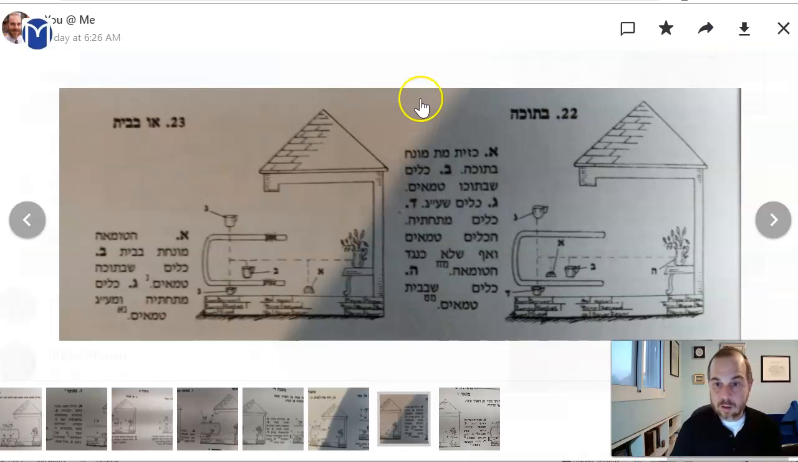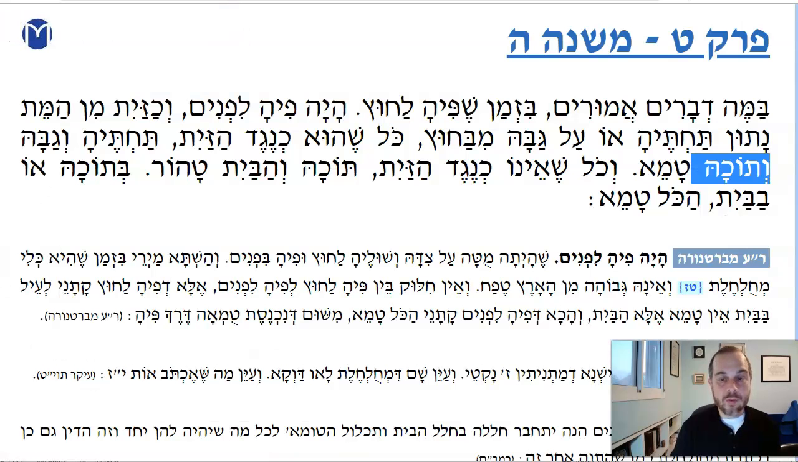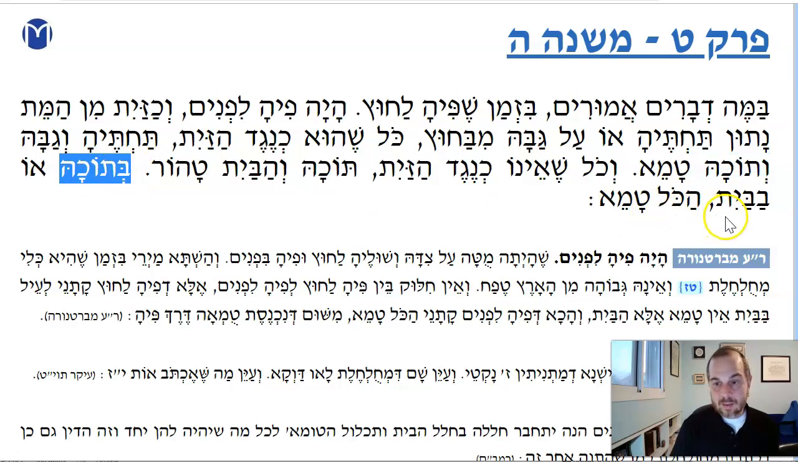Let's see that here. Bitocha, if there's tuma in the kli in the bayit here, then it goes in and makes everything tamei. Or in the house, since this opening is in the house, the tuma enters into the kli, and once the kli is tamei, everything above and below it is also tamei. So let's review. If the kazayit is above or below, since it's a kli and it's less than a tefach, everything keneged hazayit above and below, but not in it, is tamei. Everything that's not keneged hazayit is tahor. But if the tuma is in the kli or in the bayit, hakol tamei.